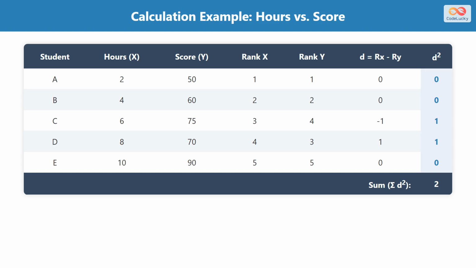Let us look at an example comparing study hours to test scores for 5 students. We rank the hours from 1 to 5 and the scores from 1 to 5. Then, we calculate the difference, d, between these ranks for each student. Finally, we square those differences. Notice that for students C and D, the ranks differ by 1, giving us a squared difference of 1. The sum of all these squared differences is 2.